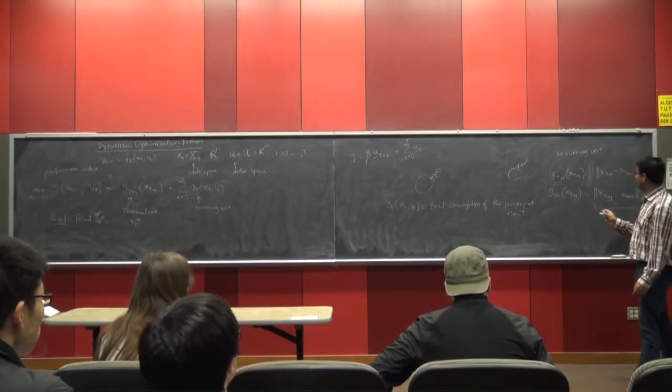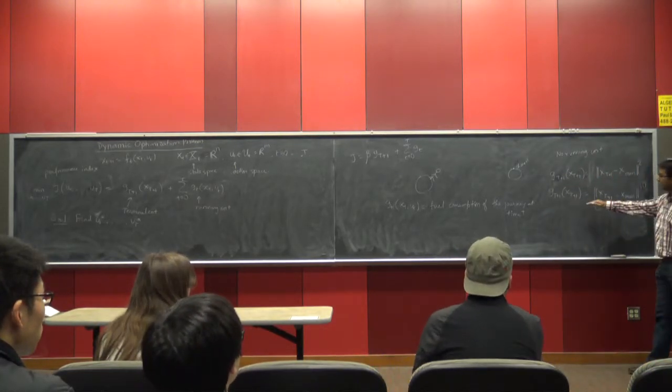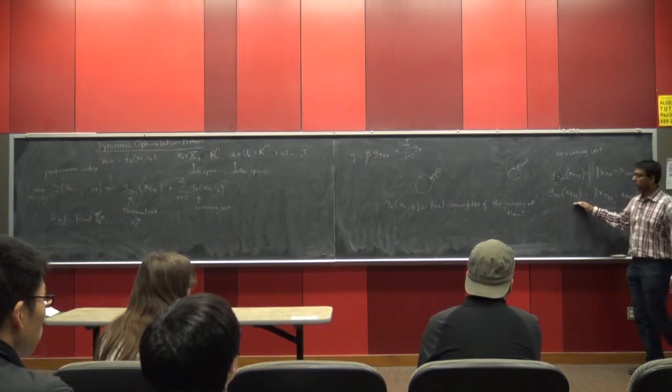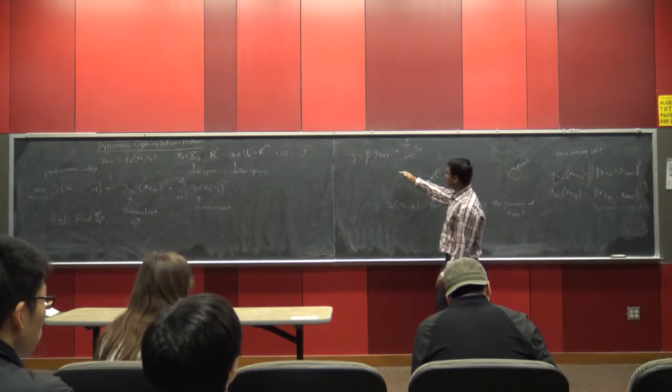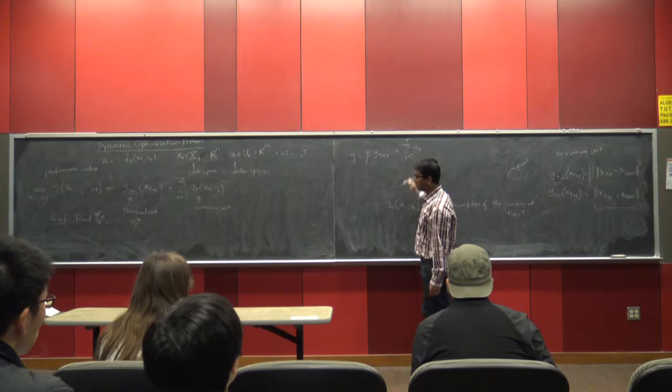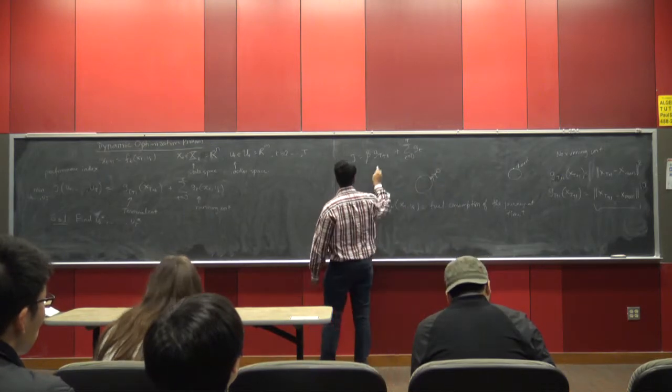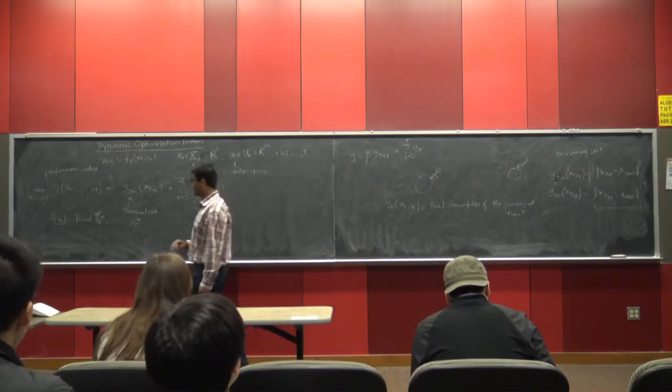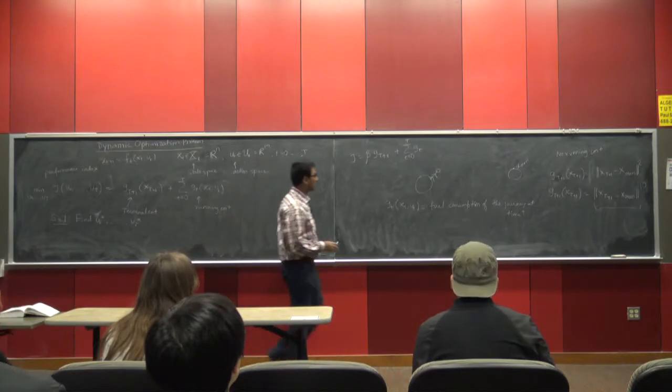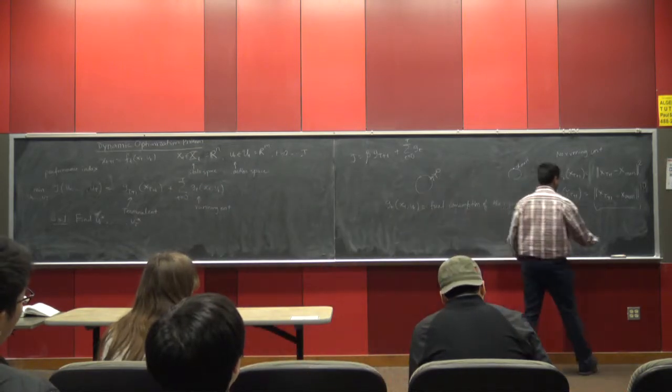Okay. So what we have here is a problem in which there is only terminal cost. And you could also have a problem where you have a terminal cost and a running cost. So let's focus on the problem where you have only a terminal cost. There's no running cost, so g_t equals zero for all time t.